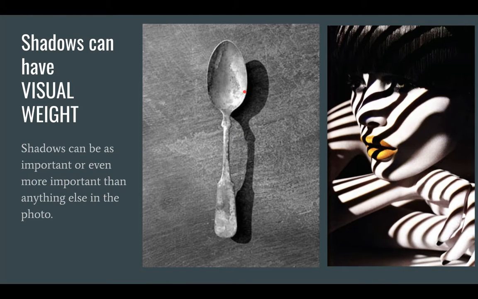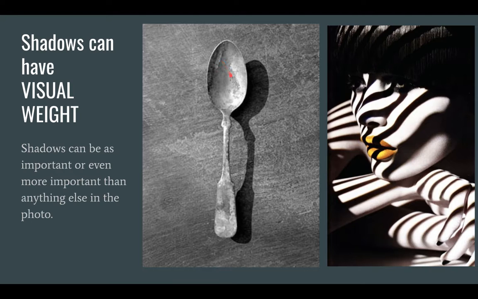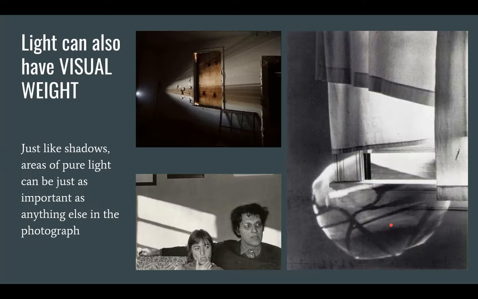So if we look at the shadow of this spoon, it's giving us information that this spoon in the middle is rounded. And also, if we go over here to these shadows, they have just as much visual weight, and are just as important as the woman here. So these lines are providing repetition and line, and they make the image much more interesting.